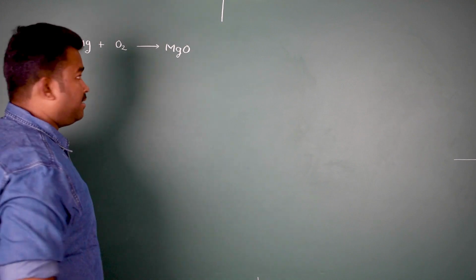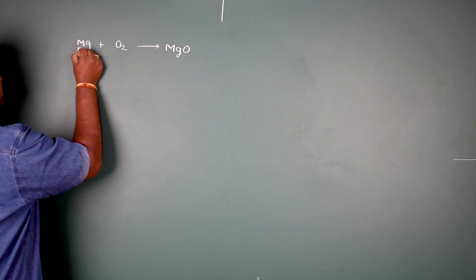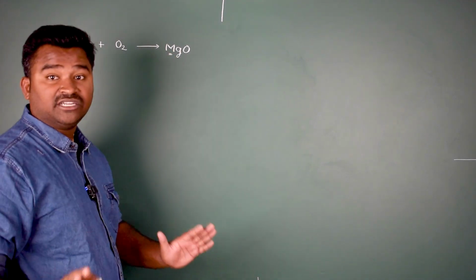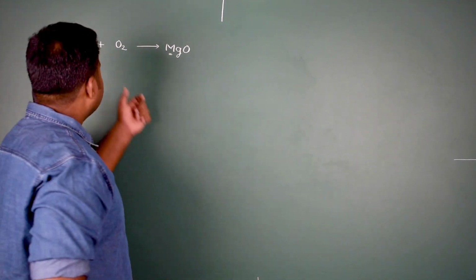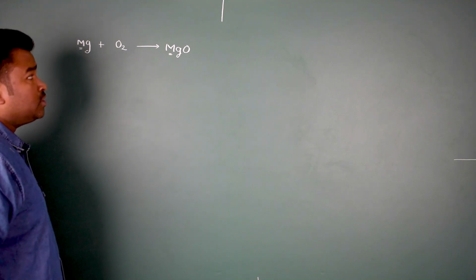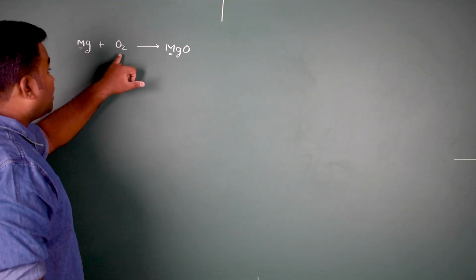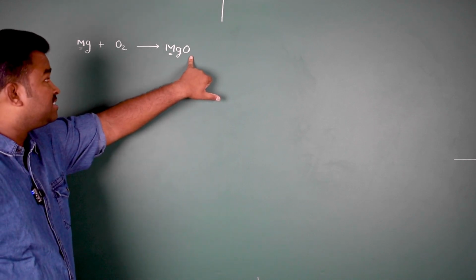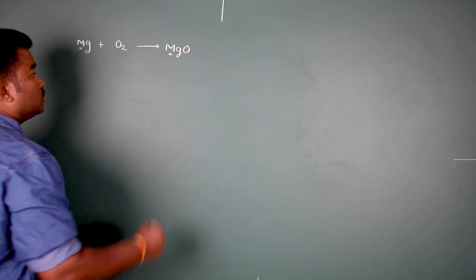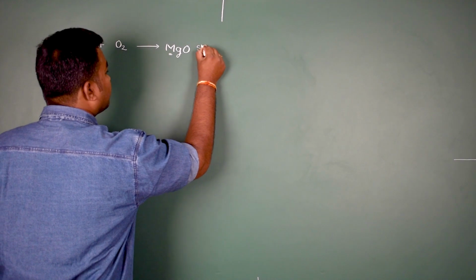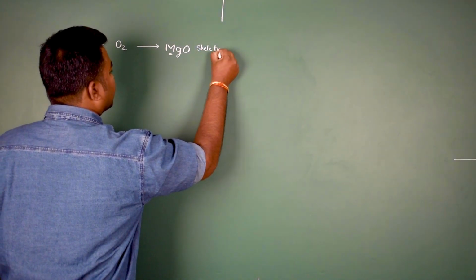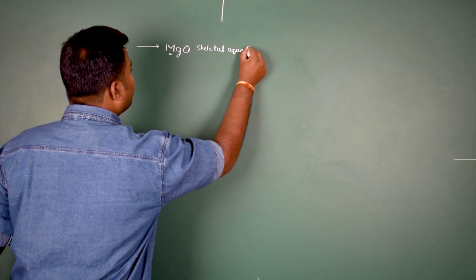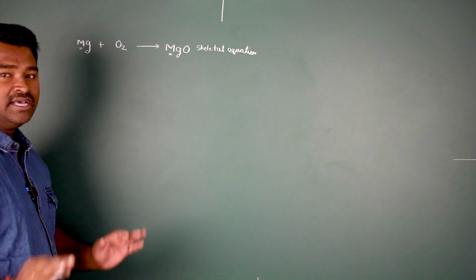So let me check here. How many magnesium atoms are there here? One magnesium atom. So here also there is one magnesium atom. So magnesium atoms are balanced. Then how about oxygen atoms? Is the oxygen balanced? Here there are two oxygen atoms, but here there is only one oxygen atom. Hence, the oxygens are not balanced. So this is a skeletal equation. Then how to balance this skeletal equation is the question.